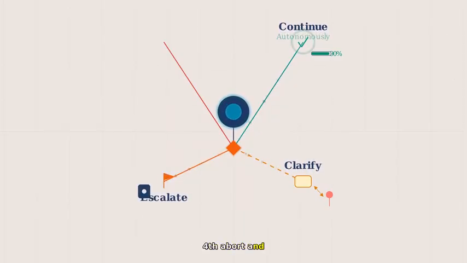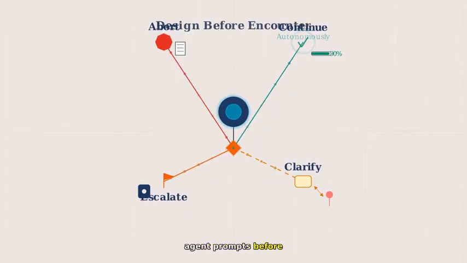Fourth, abort and report. The agent determines it cannot safely complete the task with the available information and ceases, explaining what it encountered and what would be needed to proceed. Designing these patterns explicitly into your agent prompts before the agent encounters an ambiguous situation is the difference between an agent that handles uncertainty gracefully and one that either stops without explanation or barrels forward into a mistake.